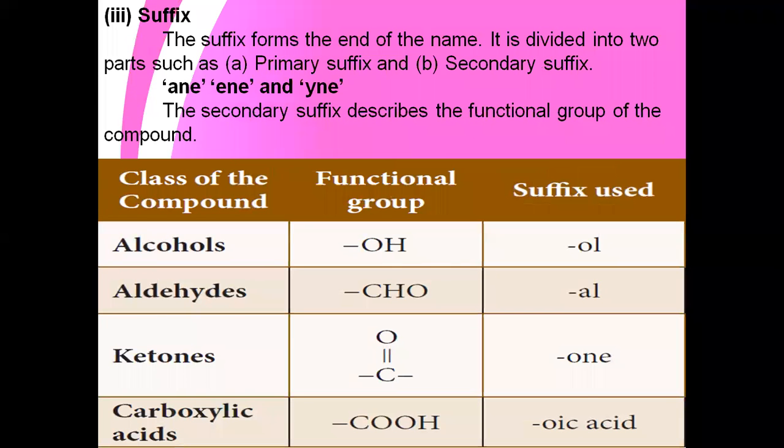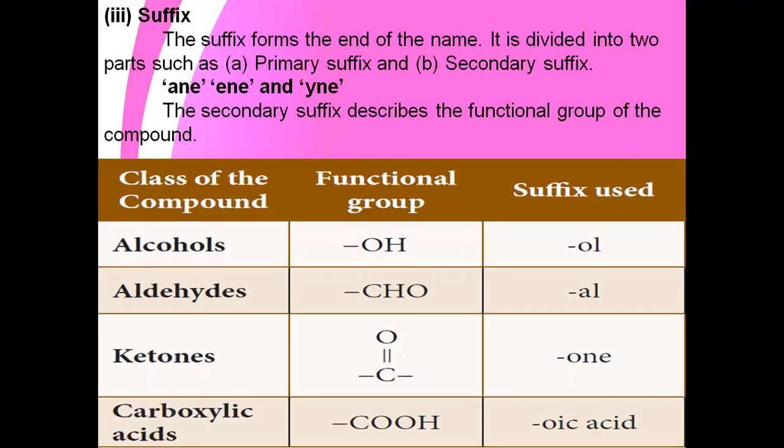Next is the suffix. The suffix comes at the end of the name. It is divided into two parts, the primary suffix and the secondary suffix. The primary suffix represents the nature of carbon to carbon bonding of the parent chain. If all the bonds between the carbon atoms of the parent chain are single, then the suffix is "ane".